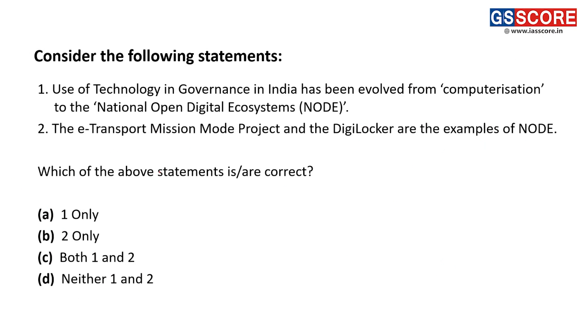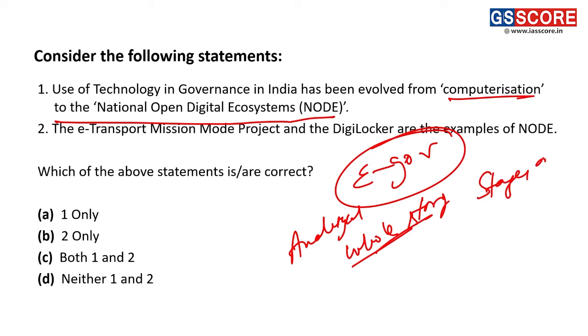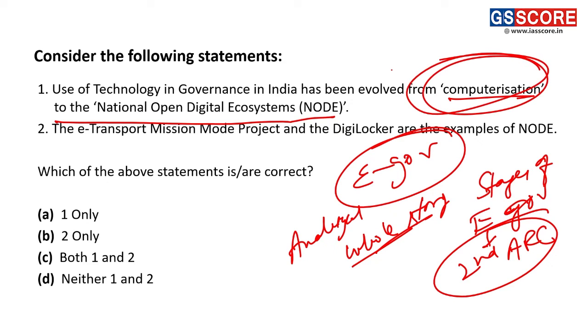Moving on, consider the following statements. Use of technology in governance in India has been evolved from computerization to the National Open Digital Ecosystem, NODE. So if we look at e-governance, and I always say that while in the prelims the question might sound factual, they are also analytical in nature if you know the whole story. If you look at the stages of e-governance as given by the Second ARC, you can easily solve this question, the computerization aspect. So if we look at the first statement, it is correct.